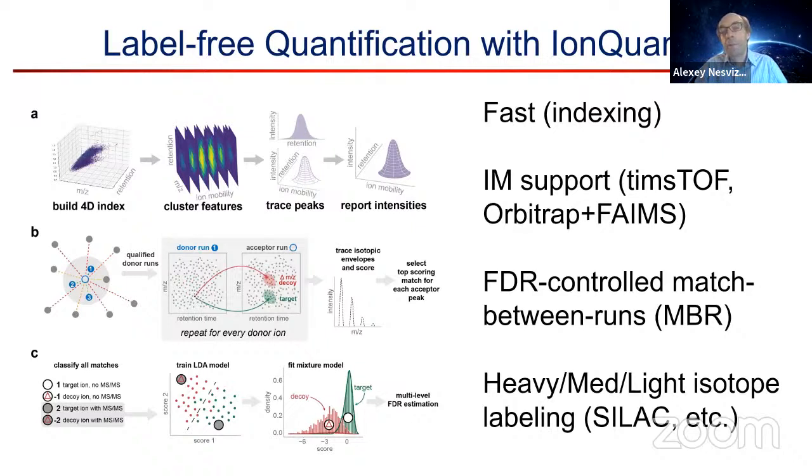We added ion mobility support, so I don't know many tools, or at least available tools, that provide native support for PASEF data. So we have that. We added a false discovery controlled match between runs. That's very important, as I mentioned. And we even extended it to SILAC data, because we have a lot of collaborators that really would like to do that. So now SILAC is also fully supported in FragPipe through IonQuant.